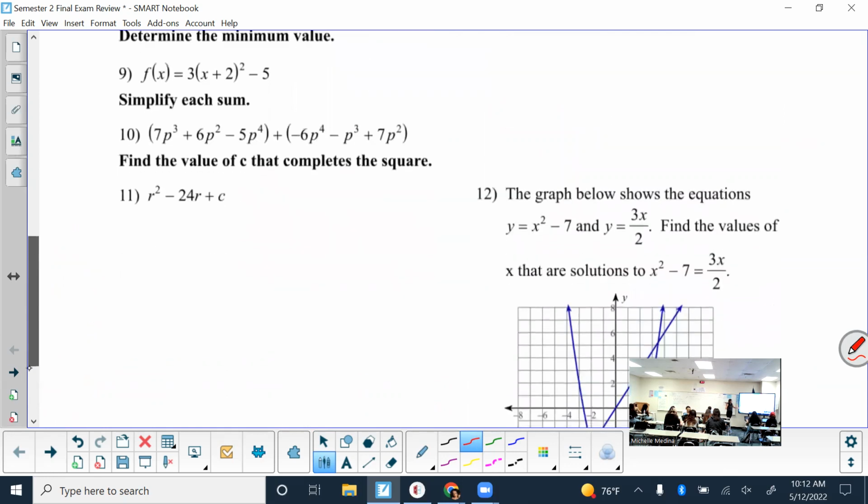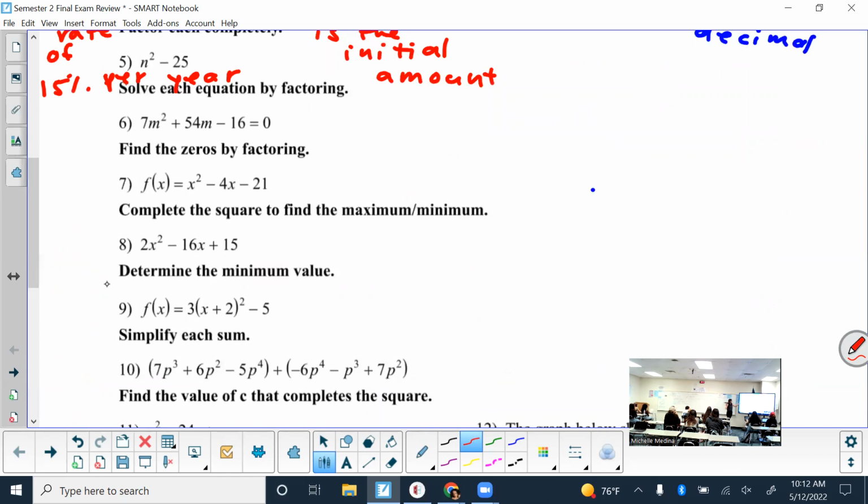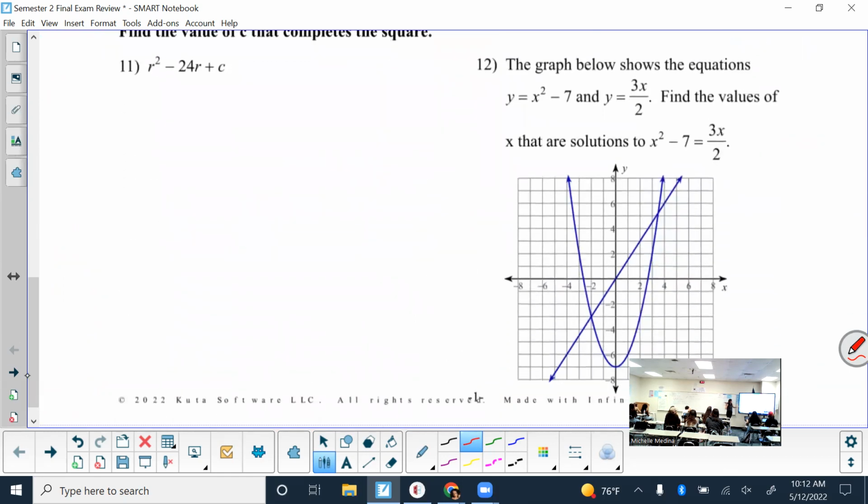So, oops, hold on. We have a graph with a parabola. I knew it would do that. I have a graph with a parabola and a line going through it, and it gives you the equations for each. But when it says find the values of x that are solutions to that, you really don't even have to do any math. You just have to look at where they intersect each other. So anytime it asks what are the solutions to f of x equals g of x or something like that, it's just wherever the graphs intersect each other.